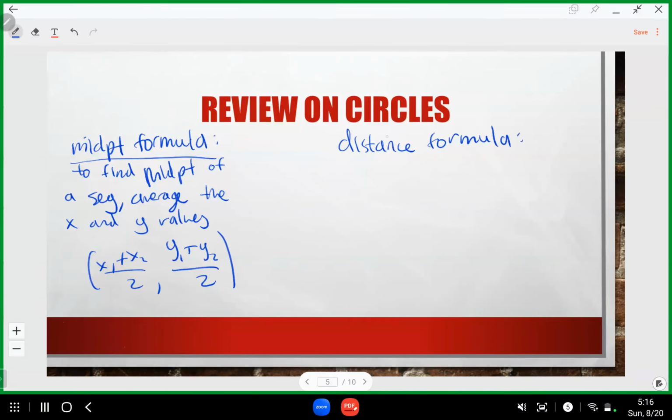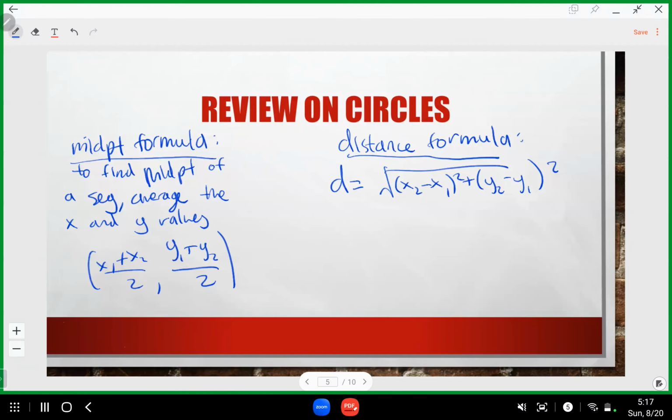Right? Distance formula. That is used to find the distance between two coordinate points, and d is going to be equal to the square root of x2 minus x1 squared plus y2 minus y1 squared, right?